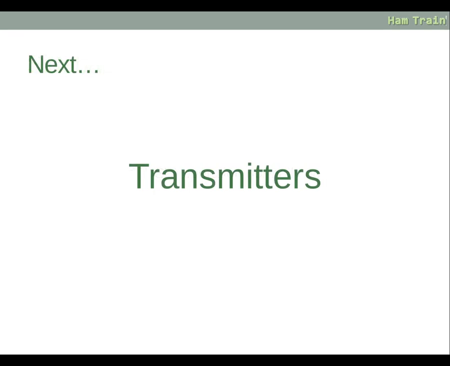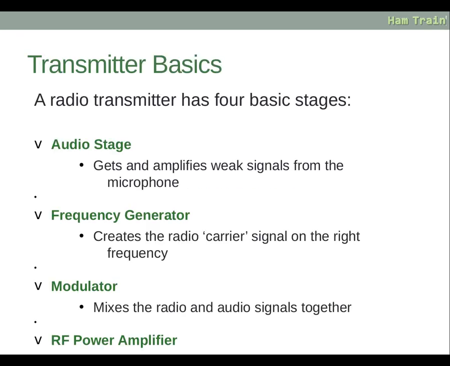Next we're going to discuss transmitters. A radio transmitter's got four basic stages. The first stage is the audio stage. This gets and amplifies weak signals from the microphone. The next stage is the frequency generator. This creates the radio carrier signal on the right frequency.